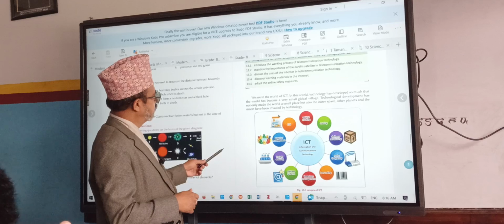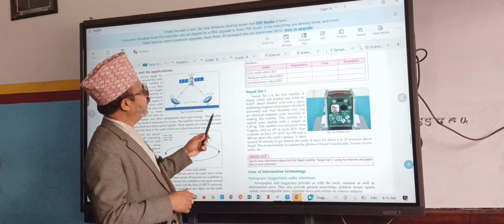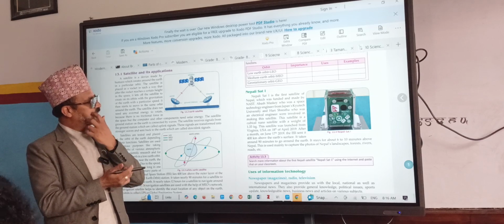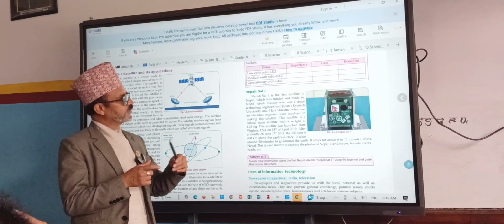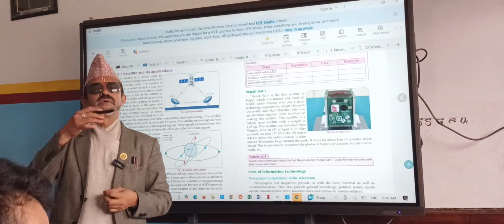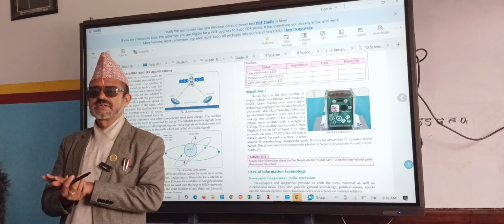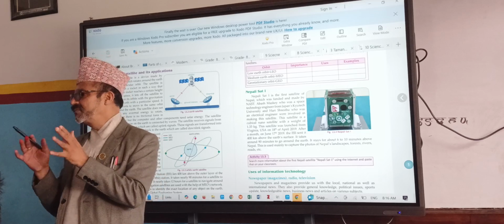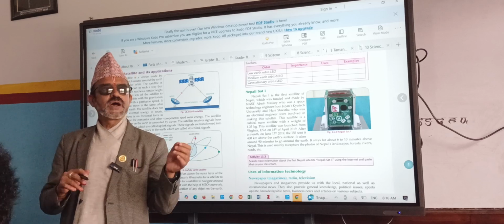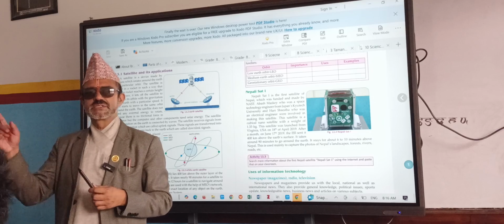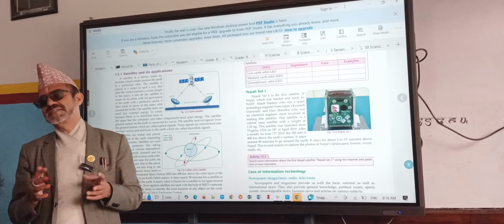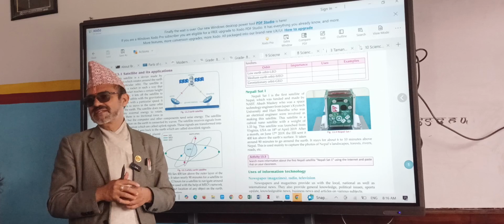Okay, I'll just show you some. LEO, low Earth orbit, MEO, medium Earth orbit, and GEO, geostationary orbit. Especially satellites are kept in geostationary orbit so that they revolve around the Earth in a time equal to the rotation time of the Earth, so that they remain in the same place. But our Nepal sat does not remain at one place; it just goes around the Earth. How much time does it take? Just 90 minutes. Within 90 minutes, it completes one round. How fast, right?